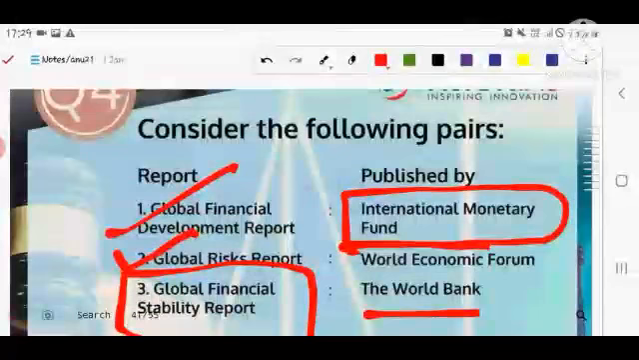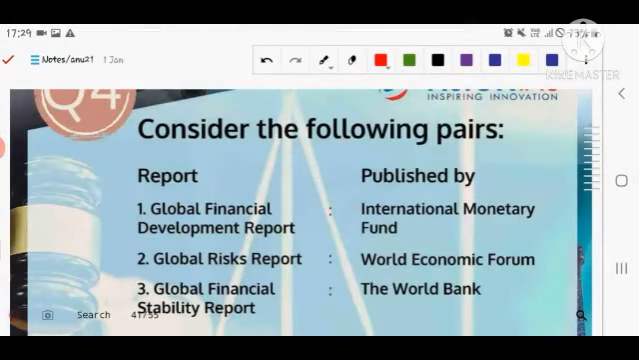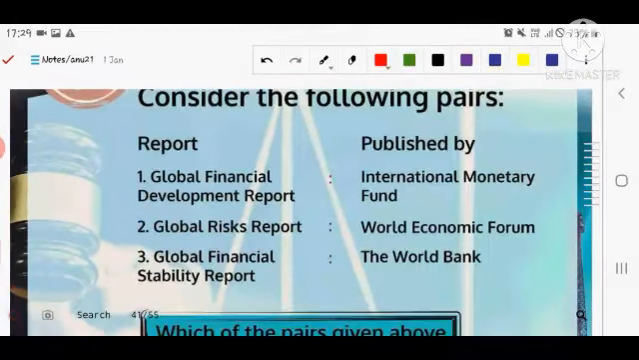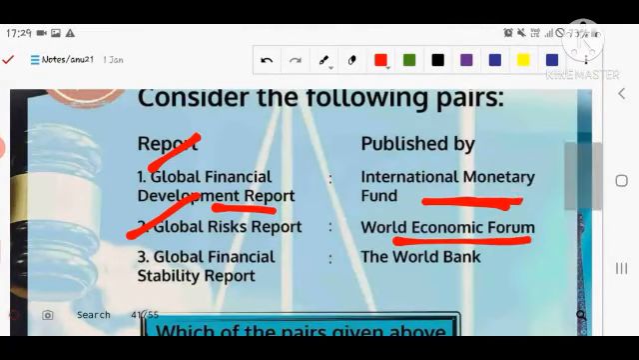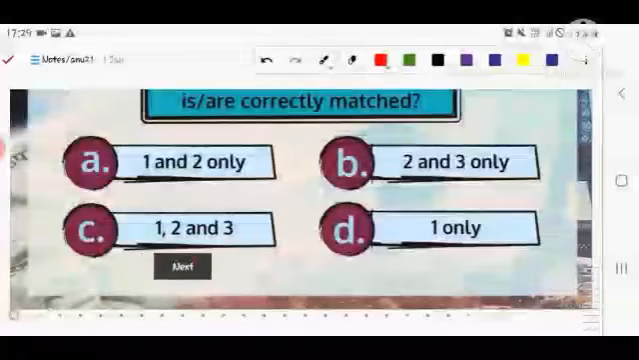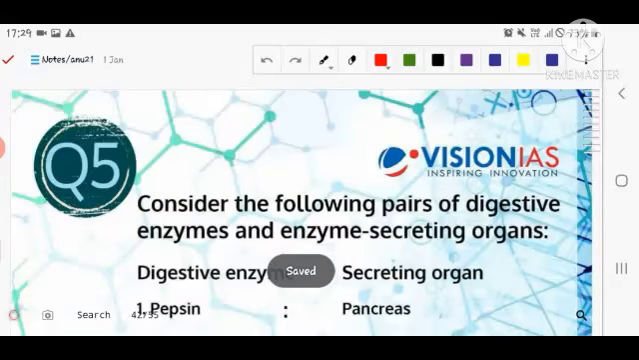I again repeat it because it is a very factual type of question. You have to recall from your memory. Global Financial Development Report, is it published by the IMF? Global Risk Report, World Economic Forum. Global Financial Stability Report, World Bank. So you have to choose the correct option from there. Let's see the next question.